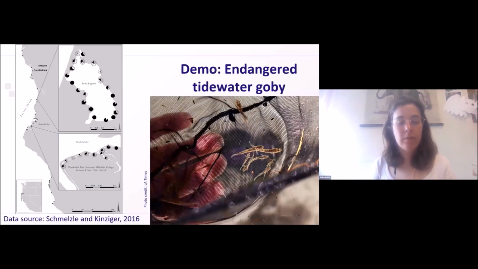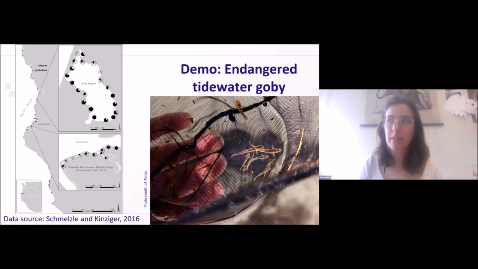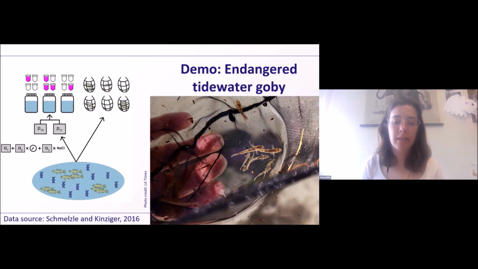For the demo today, I'll be using data from a 2016 study on these super adorable, tiny, endangered tidewater goby fish in California, where both seine net samples and eDNA samples were collected at multiple sites around the state. The authors also collected a bunch of information on site-level covariates, things like salinity and water temperature that might affect the rate of eDNA detection.